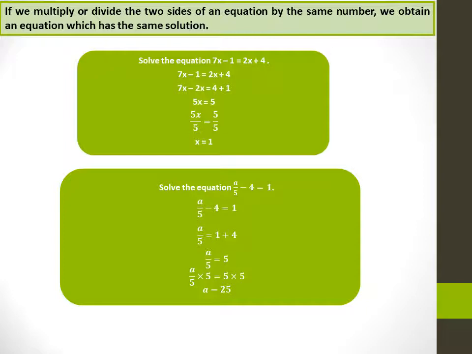Now to obtain a by itself in the first side, I need to multiply a over 5 by 5. So I multiply both sides of the equation by 5. We obtain a over 5 times 5 equals 5 times 5. So a is equal to 25.